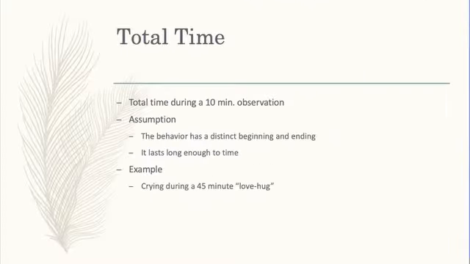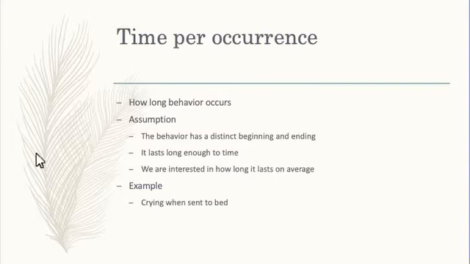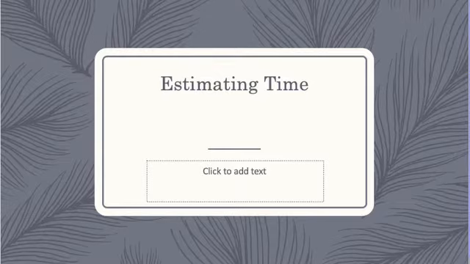So with systems to measure, we can have the total time. So we want to know the total time during a 10-minute observation that the kid is doing something. The assumption is the behavior has a distinct beginning and end, and it lasts long enough to time. For example, crying during a 45-minute lunch. Or we can do time per occurrence, how long the behavior occurs. The assumption is the behavior has a distinct beginning and end. It lasts long enough to time, and we're interested in how long it lasts on average. For example, crying when sent to bed. We have then ways to estimate time.